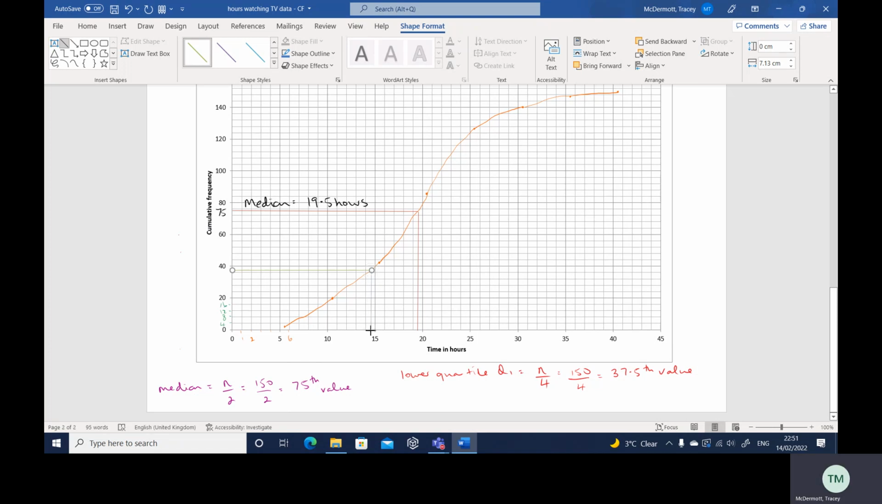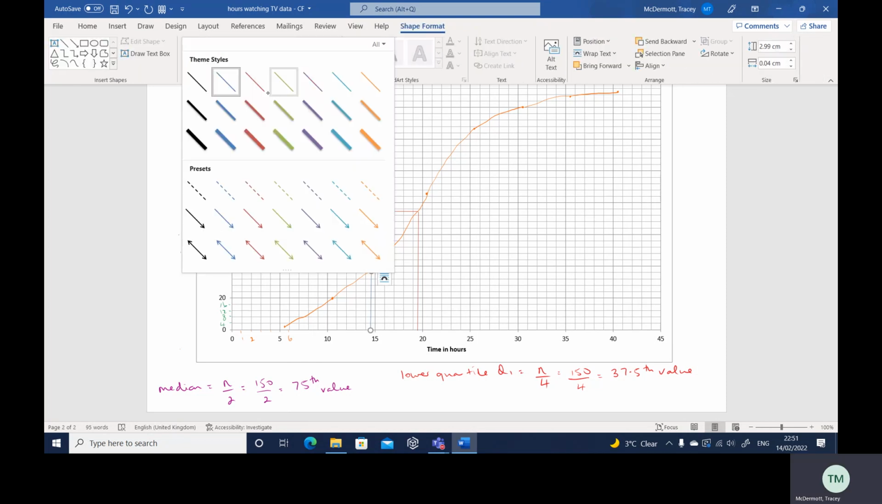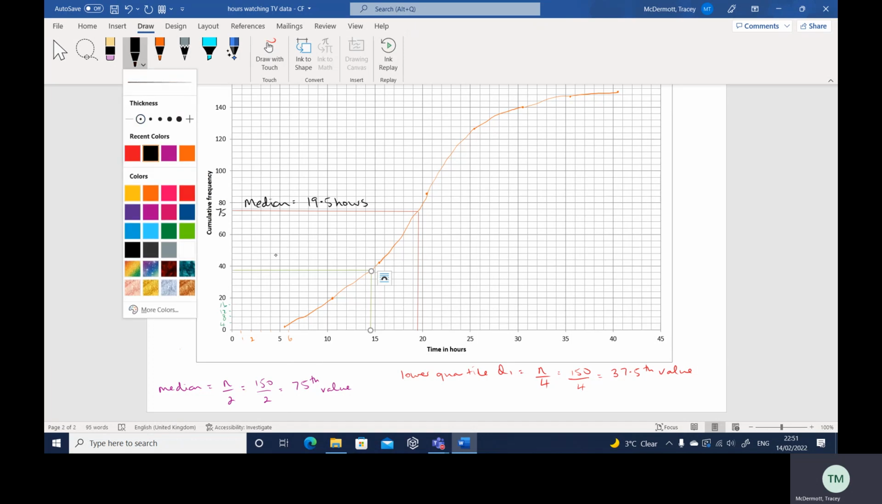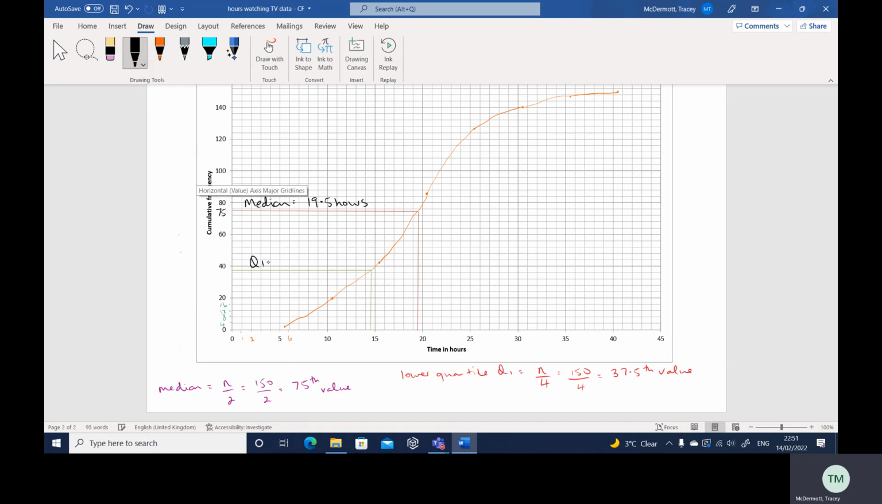And we're sitting around there now. Okay, I'll just label that one as well. So that's my lower quartile, my Q1, because that would have been the 37.5 person. The 37.5 person doesn't exist. But if we had the line of people in front of us, we would go to the 37th and the 38th people, and find their average. So our value here is looking like 14.5 hours.